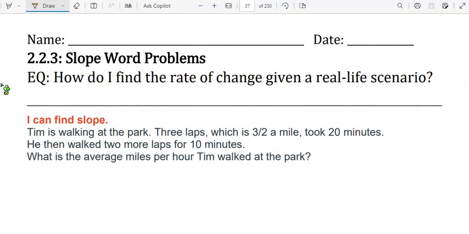2.2.3 Slope Word Problems. Essential question: How do I find the rate of change given a real-life scenario? Skill: I can find slope.